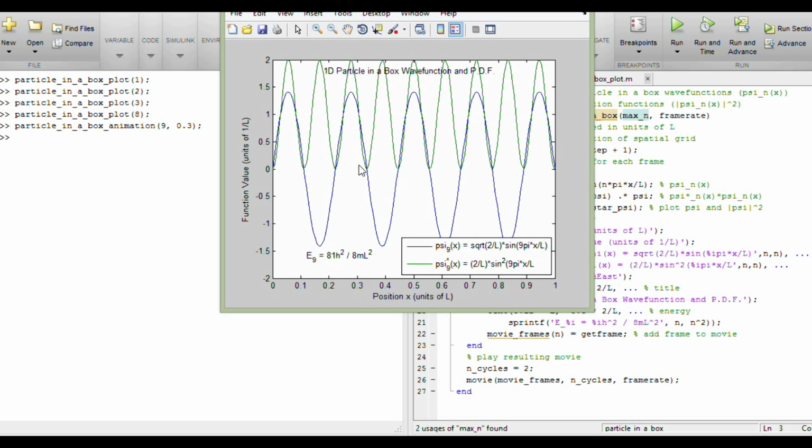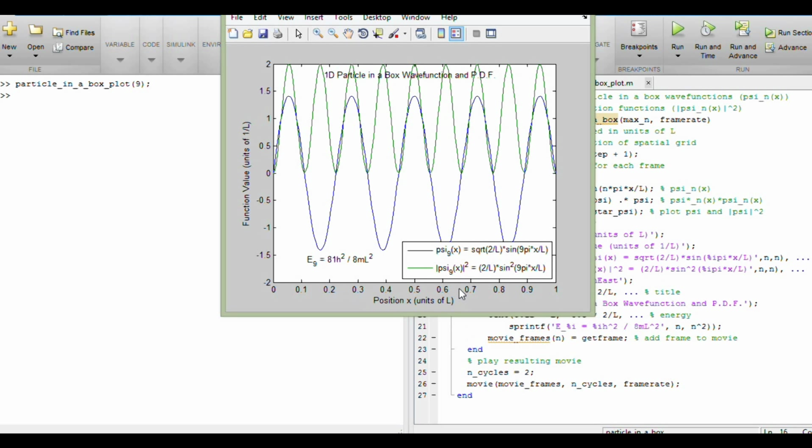Sorry, quick error note. In the rest of the video, this legend was slightly incorrect. This should be absolute magnitude of psi squared as it looks here. The legend in the rest of the video was somewhat incorrect for this place right down here. So this is the correct version for what the legend should look like.